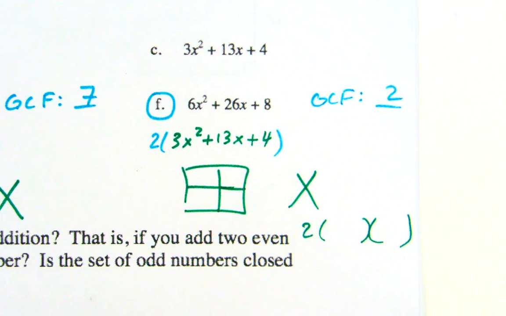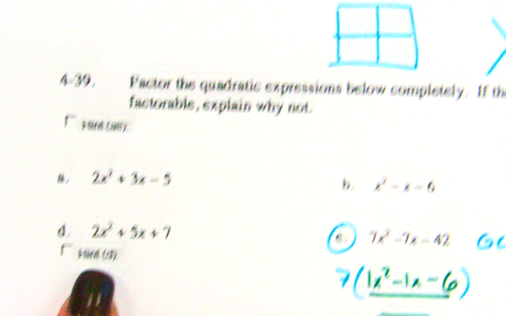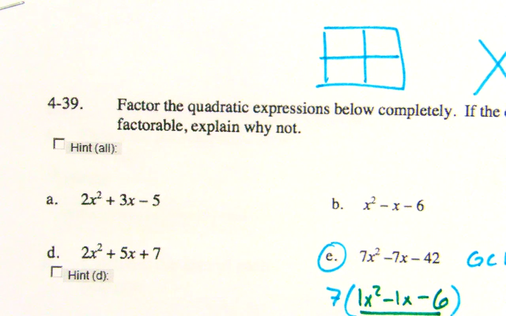If you have any questions still about these, please let me know, but they should be pretty easy to do. And then the hint for part D was, can you actually factor this one? So please remember the question says, if it's not factorable, explain why not. And then number 40 should be pretty easy to answer.